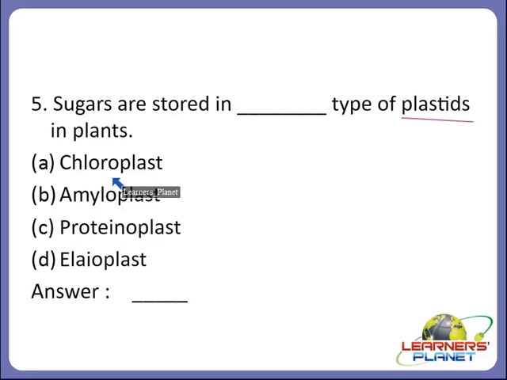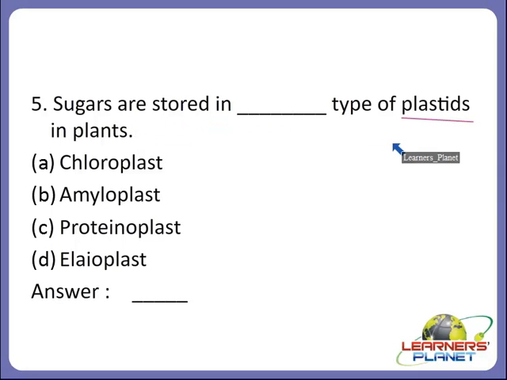Chloro stands for chlorophyll, plast is for plastid. So chloroplast, which contains this green colored pigment, participates in photosynthesis, that means synthesis of sugar molecules. What is the end product of this photosynthesis? It is glucose, and glucose is the sugar. So this is of course not the answer for this question.